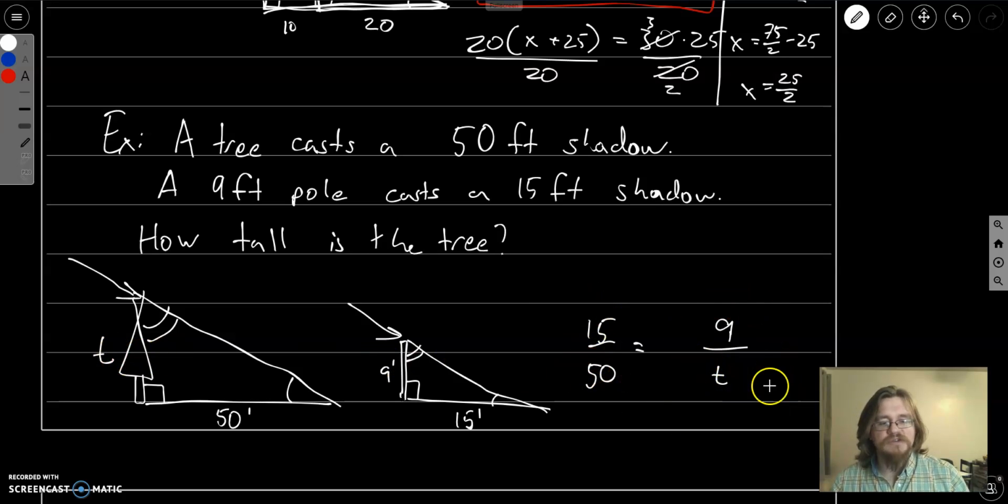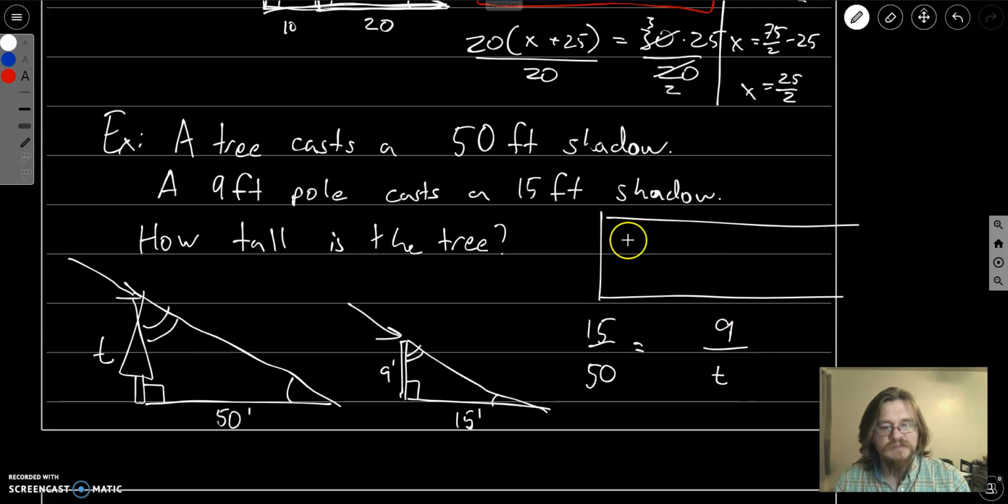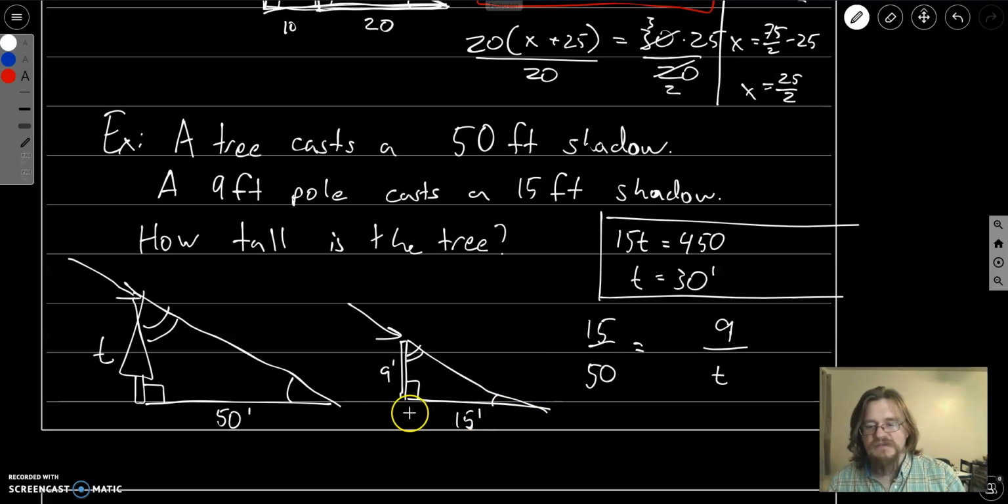And again, all we have to do is solve this for t. And this would just be a little bit of algebra. I can do that off to the side. I didn't leave myself a whole lot of space. Cross multiplying, we have 15t equal to 9 times 50, which is 450. Yes, and dividing by 15, we will get 30 feet. So this is going to be the height of the tree. Again, everything comes from drawing the triangle and noting where the similar triangles are and what ratios are going to be preserved. The 15 is to 50 as 9 is to t, and we can solve for t.